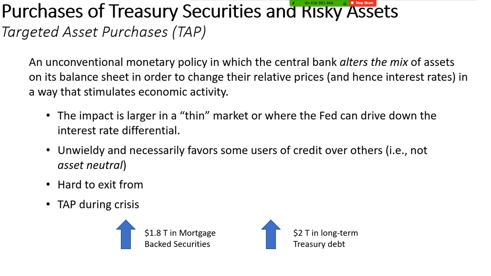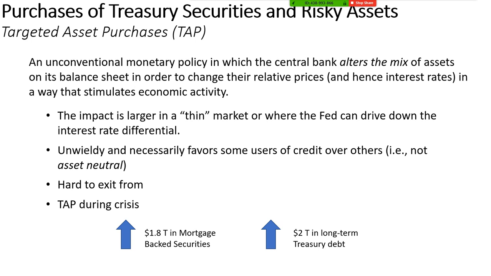Okay. Targeted asset purchases are also more impactful in stimulating economic activity where they can drive down an interest rate differential. What we mean by that is just the difference in yields between two assets, so that they become more similar, so that investors are more likely to substitute one for the other. And in that way, the demand for both of them increases.